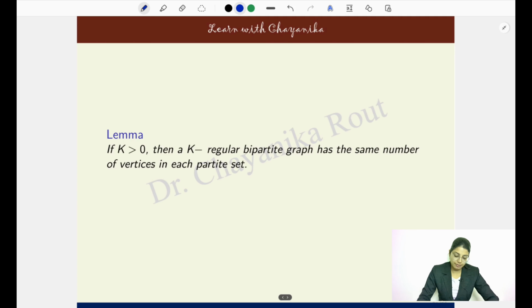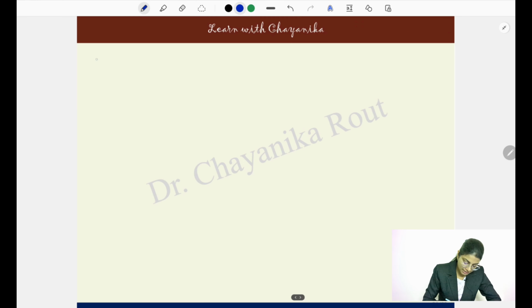Now the next lemma, that is, if k is greater than 0, then a k regular bipartite graph has the same number of vertices in each partite set. What does it mean? We are given a k regular bipartite graph. So k is a positive integer given and we are dealing with a bipartite graph here in which every vertex is having degree k. We have to prove that in this bipartite graph, the two partite sets have the same cardinality. That is, there are the same number of vertices in both the partite sets. So let's see the proof of this lemma.